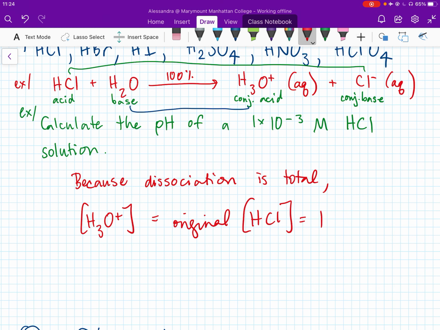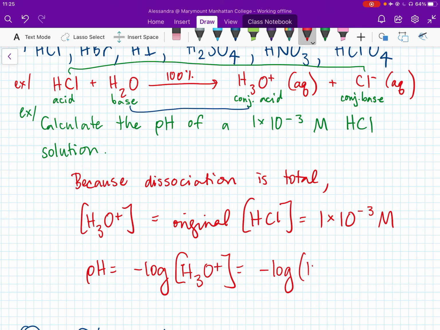So that means that once this reaction has gone to completion, I'm actually going to get 1 times 10 to the minus 3 molar hydronium, or protons in solution. So the pH is going to be the negative log of that. Of course, pH is the negative log of the H3O plus concentration. So that is going to give me a pH value of 3. So a 1 times 10 to the minus 3 molar solution of HCl is going to have a pH of 3. If it's more concentrated, for example, a 1 times 10 to the minus 1 molar solution of HCl would have a pH of 1.